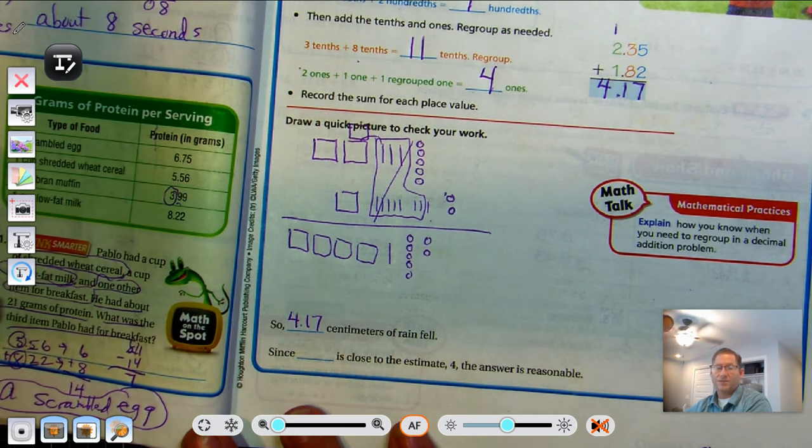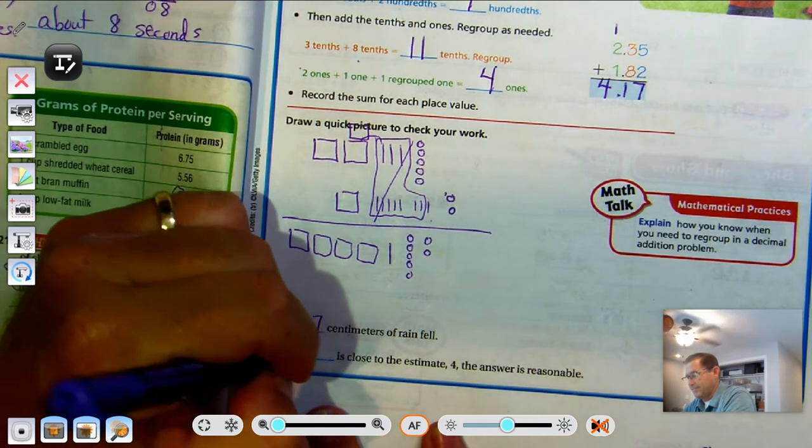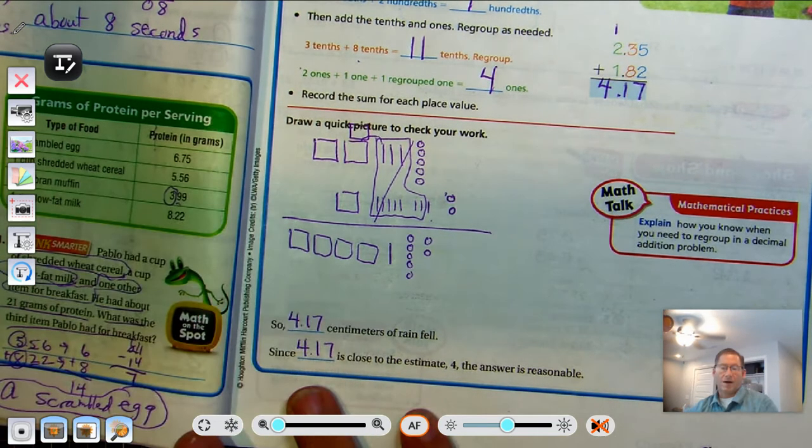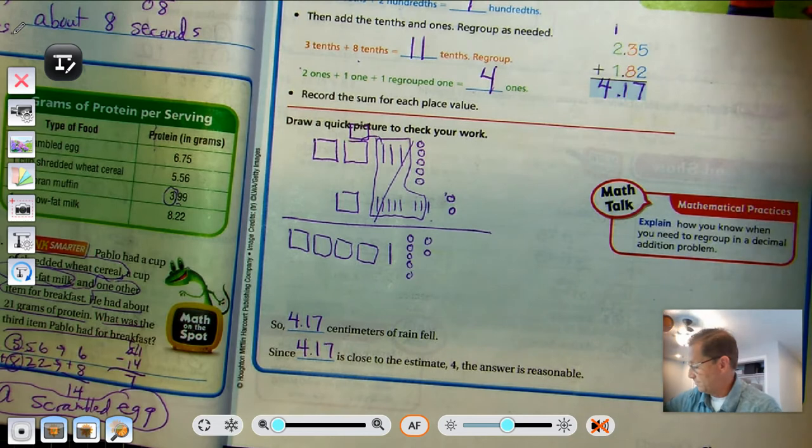Is 4 and 17 hundredths close to our estimate of 4? Sure it is. In fact, if we were rounding down to the nearest 1, we would say 4. Okay? So our answer is reasonable.